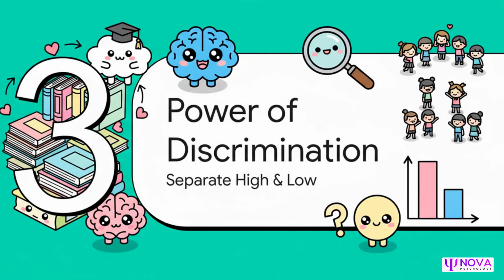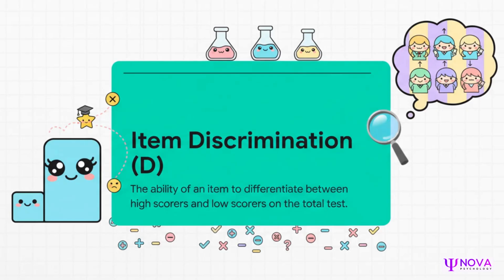Okay, so we've got difficulty. Now let's level up to our second metric, which is honestly even more powerful. See, it's not enough for a question to just be medium difficulty. It also has to have the power to discriminate. Item discrimination, or D, is all about a question's ability to sort people out. A really good discriminating question is one that the students who know their stuff get right, and the students who don't get wrong. It's like a finely tuned filter.